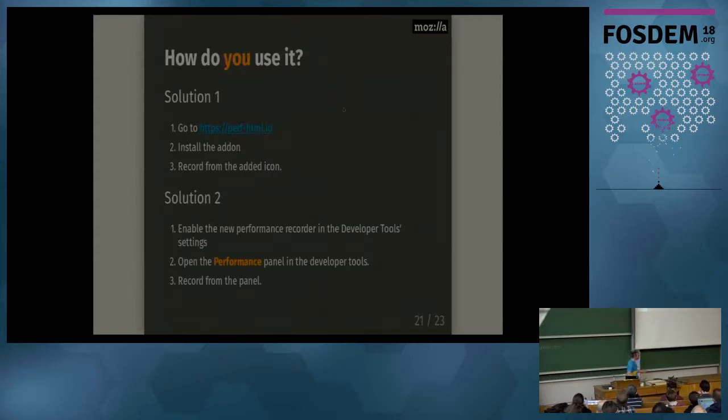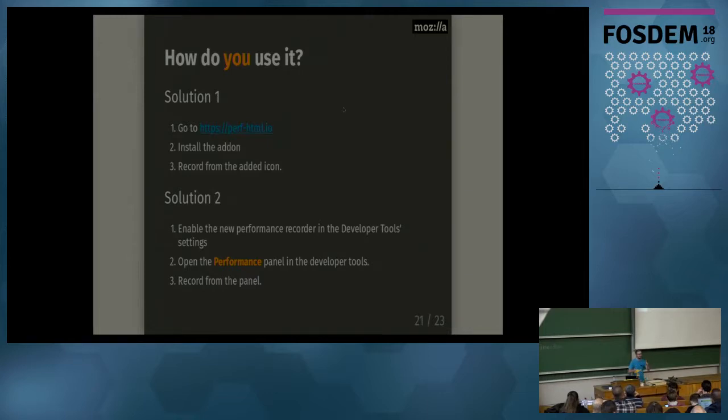So maybe now, because we're nearly at the end, how do you use it yourself? So there are actually two solutions. First solution is the most supported one because that's the one we use the most at Mozilla. There is a website called perf-html.io, where you can install an add-on. And from this add-on, you will have an icon. It's a web extension, right? And it's a web extension.